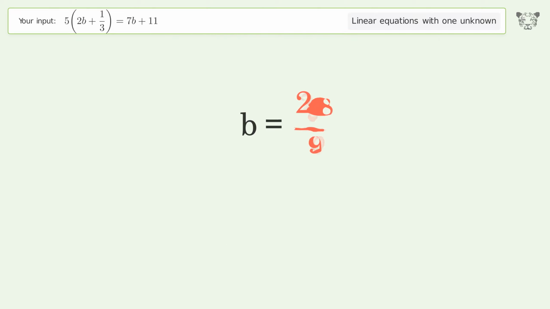And so the final result is b equals 28/9.